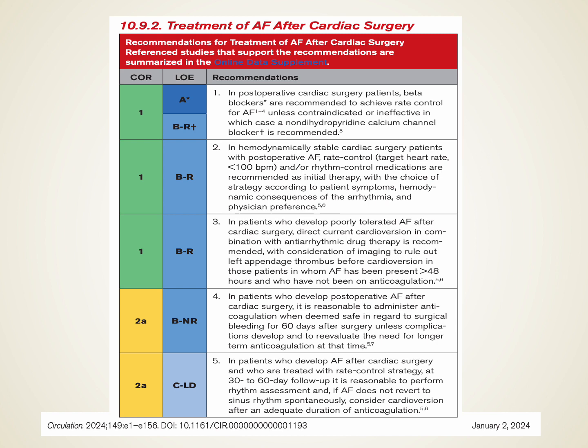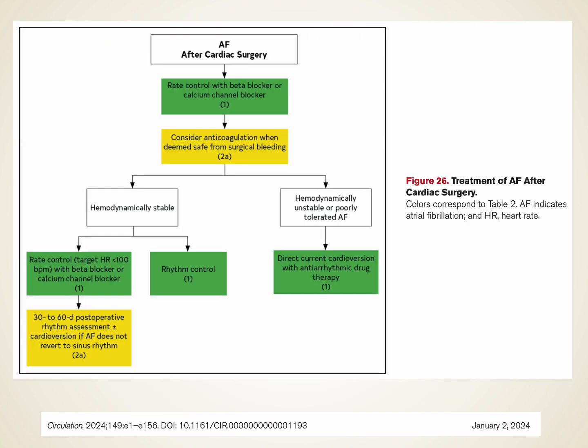And the management strategy is similar to what you'd see in other patients with AFib, in that you'd look at rate control and the role of whether or not rhythm control makes sense, and if so, how to do that, often with direct cardioversion, maybe in combination with antiarrhythmic drugs. Here's the algorithm for treatment of AFib after cardiac surgery. And that forks off based on whether their hemodynamic stability is intact or not.